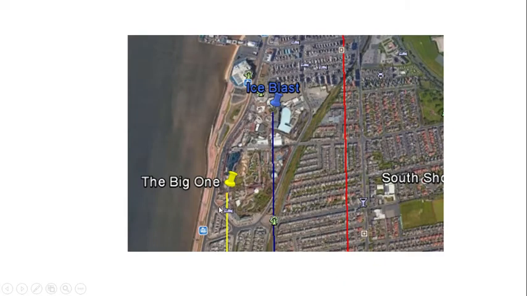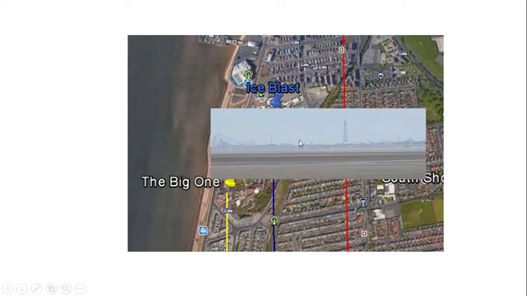The correct method is to put a picture over the lines of sight. So here we have the lines of sight from Southport to the big one, the ice blast, and the Blackpool Tower. Here we have it zoomed in. What do you see when you overlay a photograph over the lines of sight? You can see that the big one, the ice blast, and the Blackpool Tower all line up with the lines of sight. So this proves that the correct method of identifying objects is lining up the photo with the line of sight.